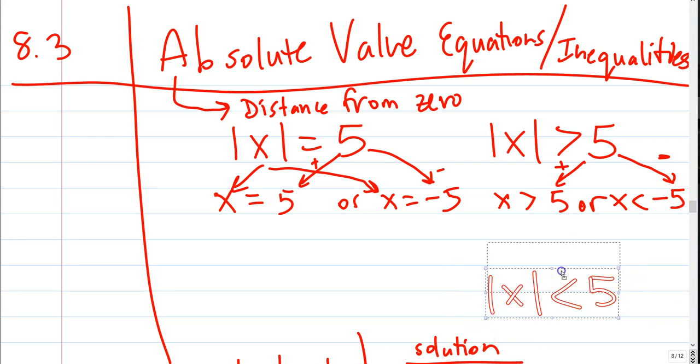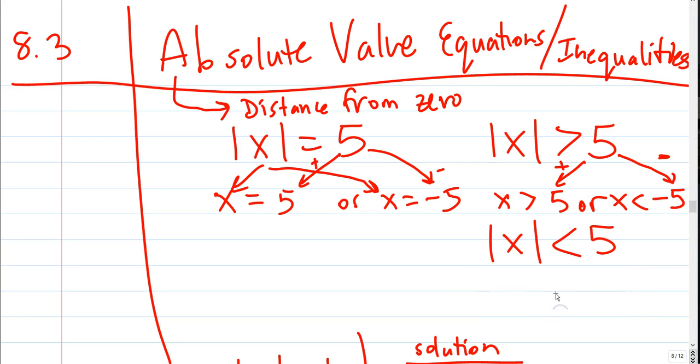We can do the same thing with x is less than 5. We split it. The x's stay the same. To have a distance less than 5, you would need to be less than 5, and you'd need to be greater than negative 5. So this tends to be ands.